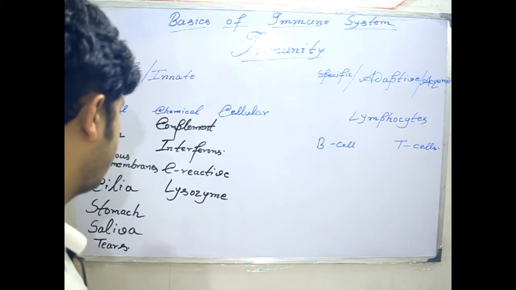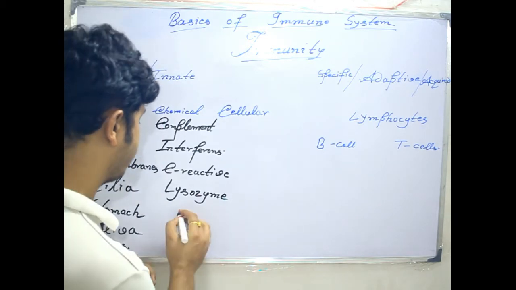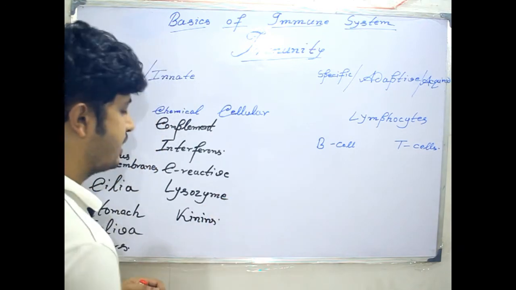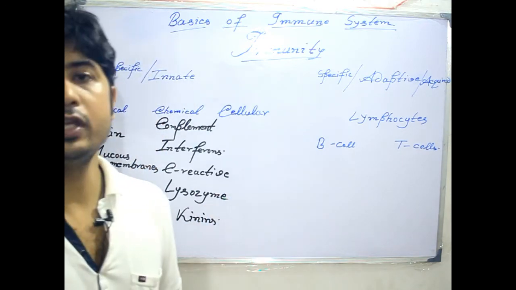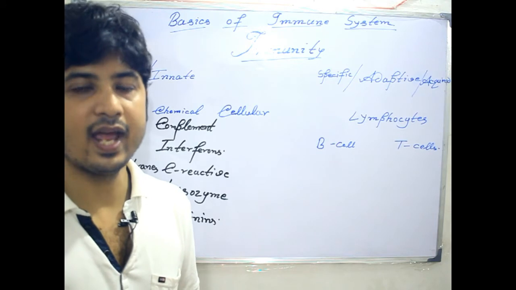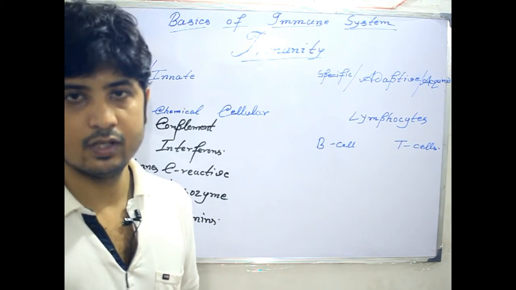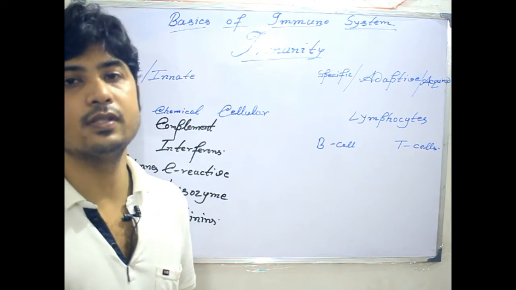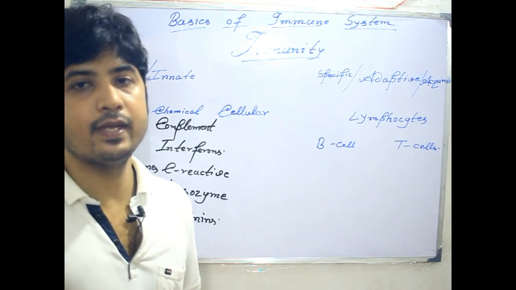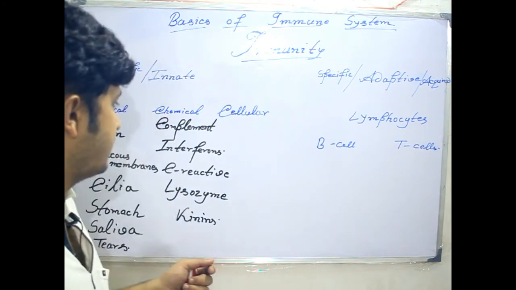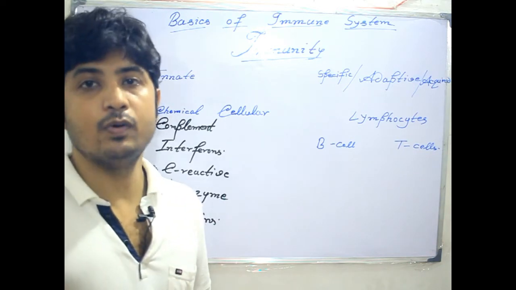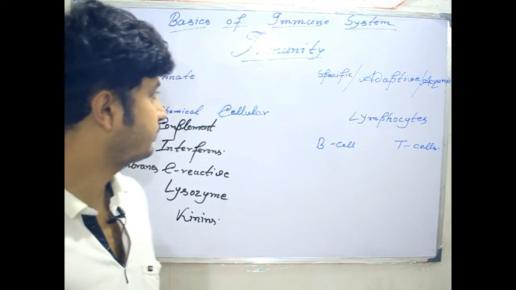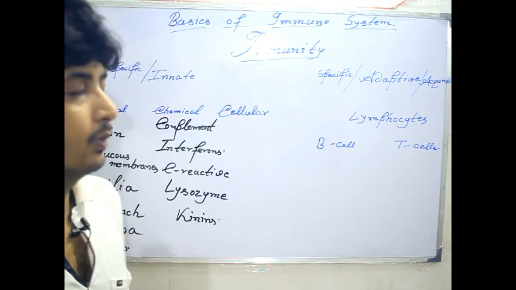Apart from this, you can also take note of kinins. These are molecules which will enhance or activate the pain receptors. So whatever you feel is because of our immune system. It's fever, pain. Everything depends on the immune system, how it reacts, and the pain receptors present there. Now coming to the cellular level.